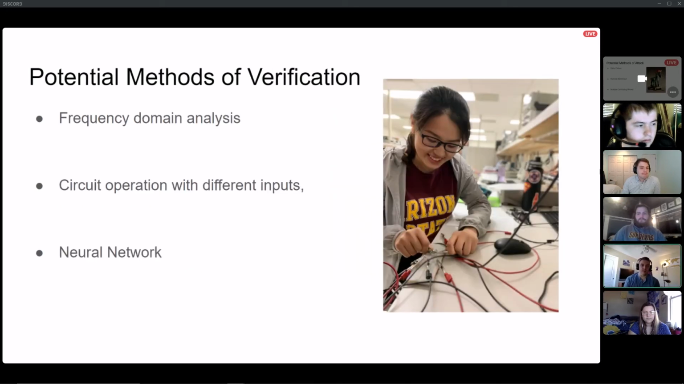In order to verify the circuit and detect Trojans within it, there are three options that we're considering. We first have frequency domain analysis, which means we would inject noise into the circuit, and then we would look at the transfer function of the frequency domain and compare it to the transfer function of the golden circuit when we simulate it. And then if we vary the input voltages and compare the transfer functions at each voltage in our golden circuit, then we'd be able to detect different Trojans within the circuit.